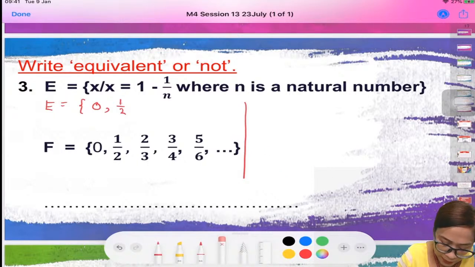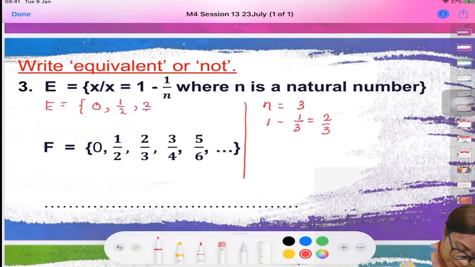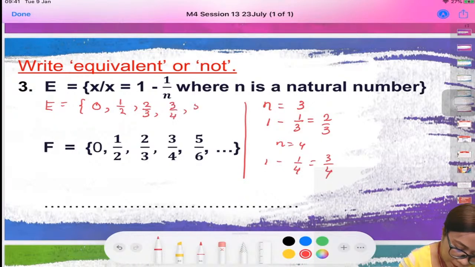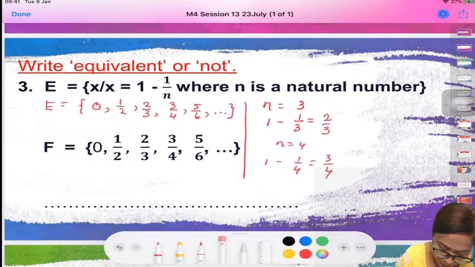Okay, and the other one is if n is equal to 3, so we have 1 minus 1 over n, which is 1/3 now. 1 minus 1/3 is equal to 2/3. It's 2/3 here. And if n is 4, 1 minus 1/4 is equal to 3 over 4. So you have here 3 over 4. Next you have 5 over 6, ellipses. Okay, that's it. So what do you notice about the two sets?